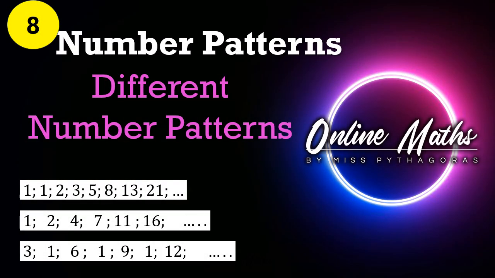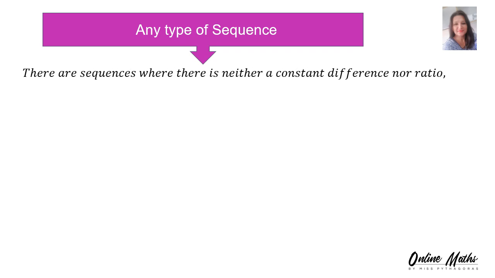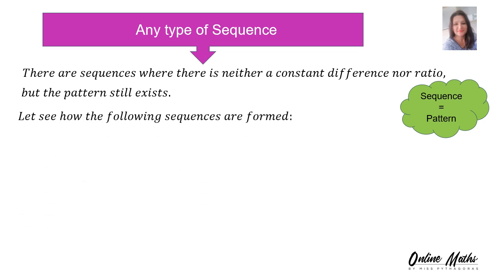Hello everybody. In this lesson, I will discuss various different kinds of sequences. There are sequences where there is neither a constant difference nor a ratio, but the pattern still exists. Remember, another word for a sequence is a pattern. Let's see how the following sequences are formed.